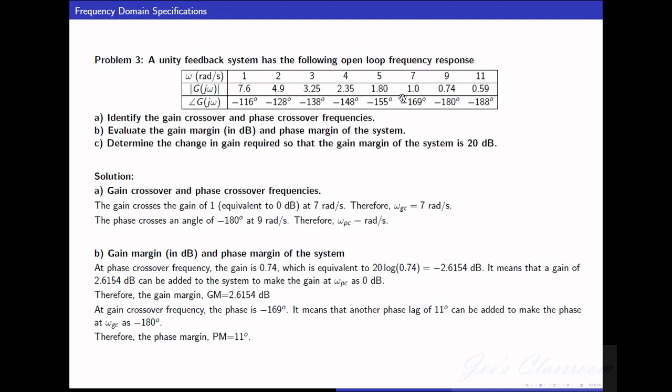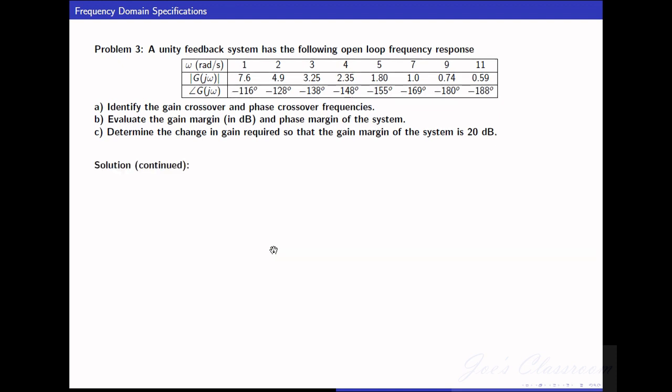So the phase lag introduced by the system is minus 169 degrees. To make the phase lag minus 180 degrees, I can add another phase lag of 11 degrees. So it means that the phase margin is 11 degrees. So we completed the first two parts. The last part is the determination of the change in gain required so that the gain margin of the system is 20 decibels.